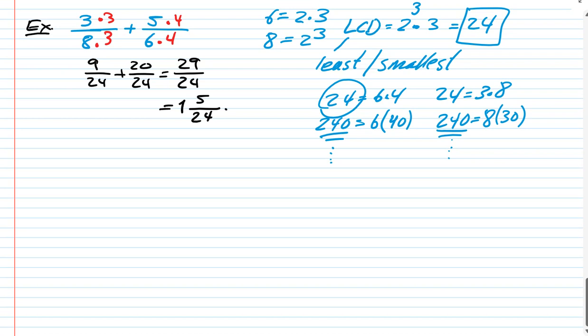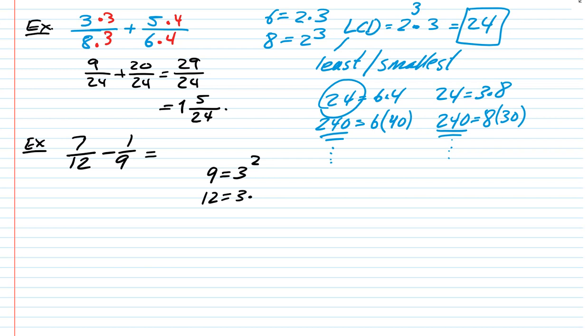Let's do a subtraction, the last one, and we'll be done with this lecture. So let's say I have 7/12, and I'm subtracting 1/9 from it. So we need to get the LCD, correct, on this one. Let's go through our prime factorization. 9 is 3 squared. 12 is the product of 3 by 4, which is 2 squared.